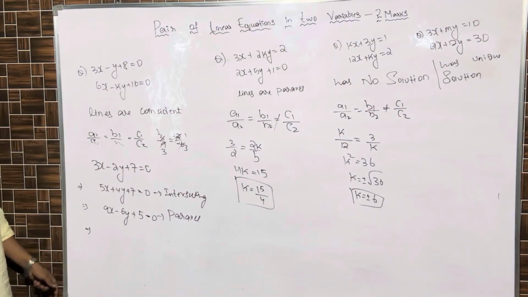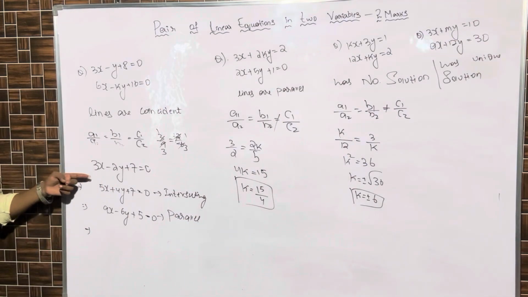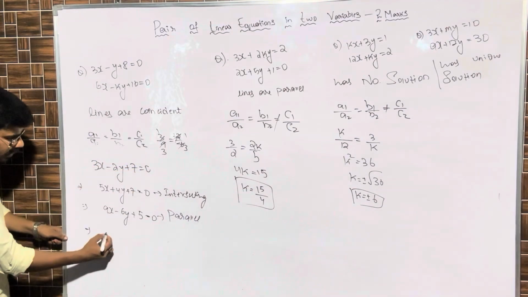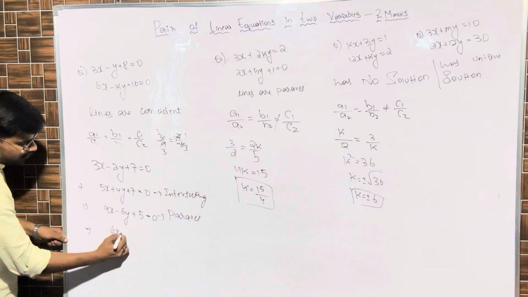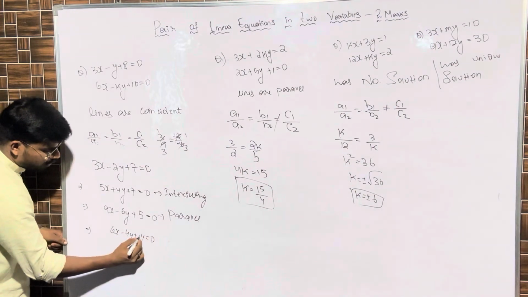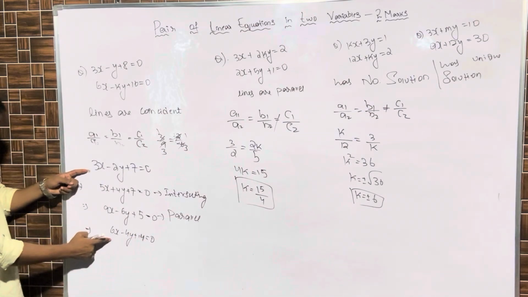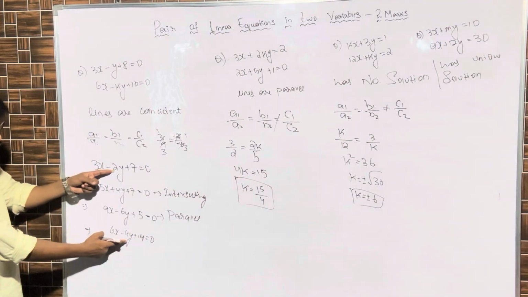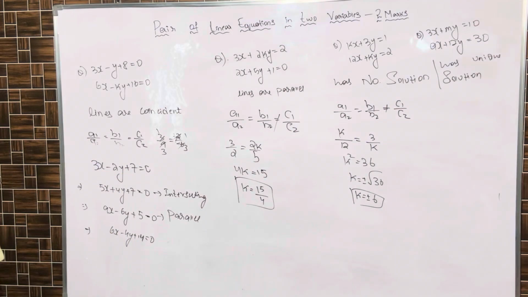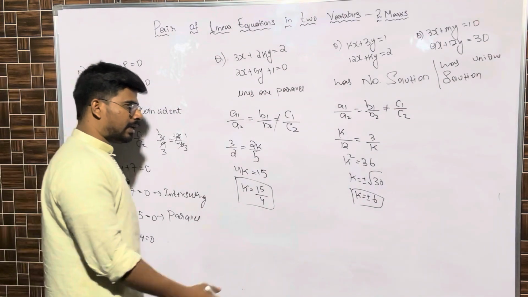Next, coincident line. All the ratios should be the same. Like we have to double all these values. Double all the values. 3, double of 3 is 6x. Double of 2 is 4y. Double of 7 is 14 is equal to 0. 3 by 6, 1 by 2. Minus 2 by minus 4, 1 by 2. 7 by 14, 1 by 2. Clear? Coincident line. I'll give one more equation here.